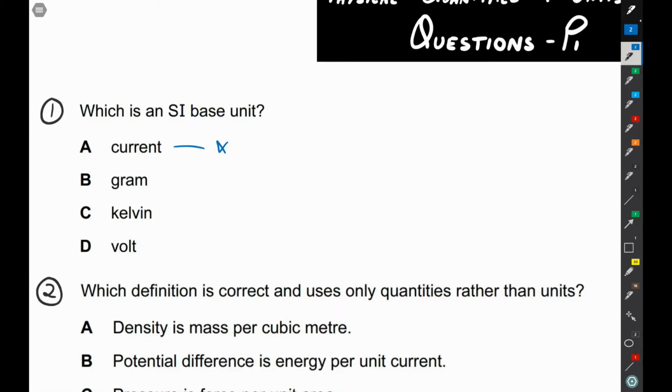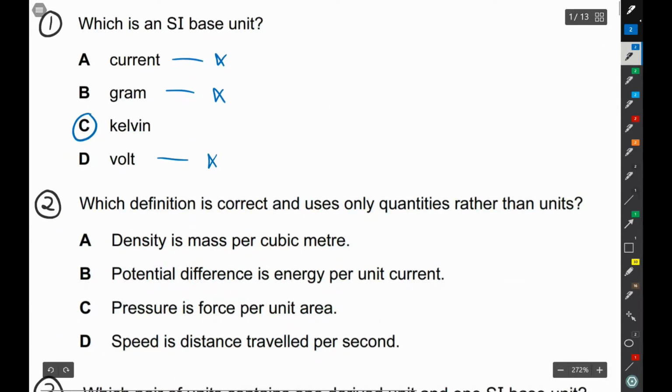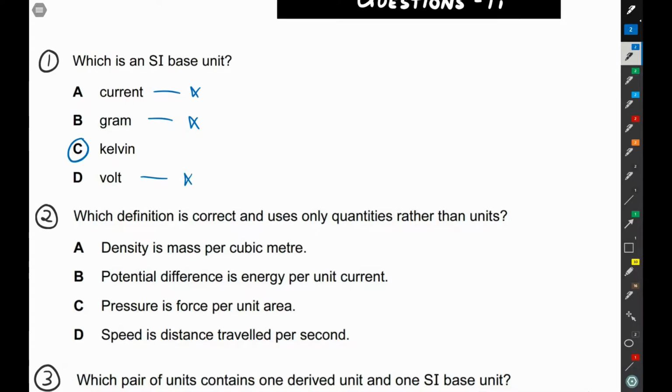Gram is a unit, but it is not an SI based unit. The SI based unit is kilograms. Okay, so this one is also wrong. Kelvin is an SI based unit for temperature, and volt is also not an SI based unit. Question number 2 says, which definition is correct and uses only quantities rather than units?